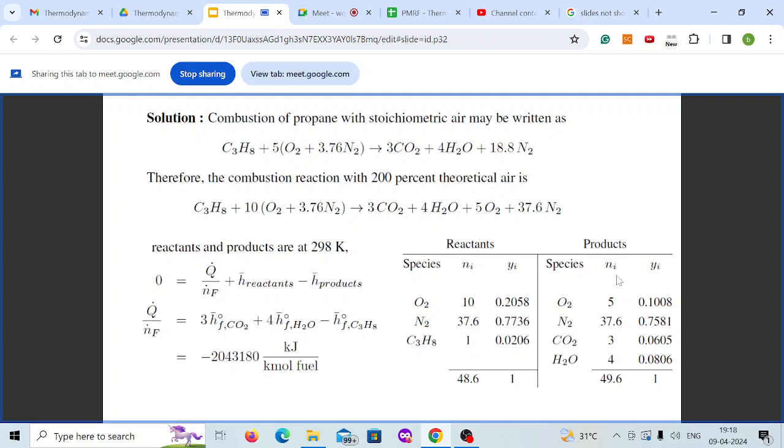Similarly for products, you have oxygen, nitrogen, carbon dioxide and water. From the equation you can write out how many moles are present. Oxygen is 5 moles, 37.6 moles of nitrogen, 3 moles of carbon dioxide and 4 moles of water. Correspondingly, the mole fraction is 0.1008 for oxygen, 0.7581 for nitrogen, 0.0605 for carbon dioxide and 0.0806 for water. So the product has 49.6 moles, and the mole fraction should be 1, so that's what we get.